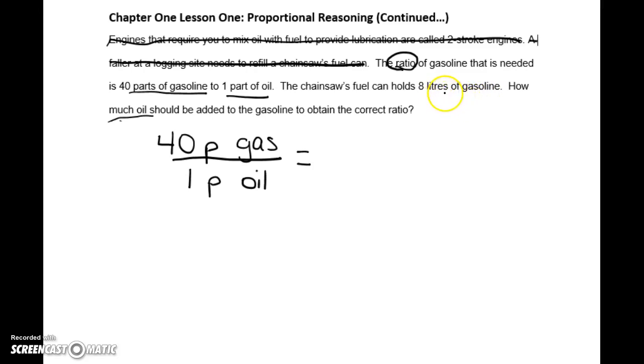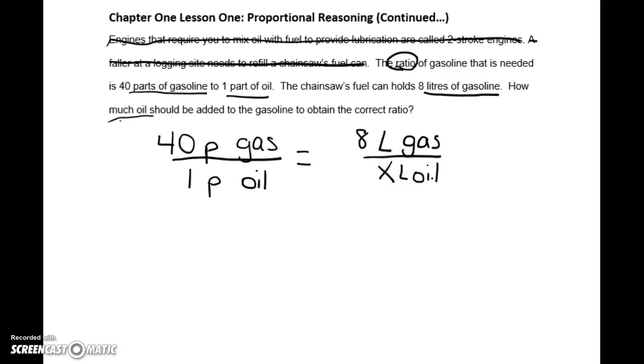So this sentence here is actually very important, because this tells us how much gasoline actually goes into that fuel can. So the previous sentence told us how much mixture we should have, and this one tells us the exact amount. So we know that we have 8 liters of gasoline, but we don't know the oil. And when we don't know something, in math, we always like to represent that with a variable, and I'll just rewrite my units in there. So we have 8 liters of gasoline with x liters of oil.